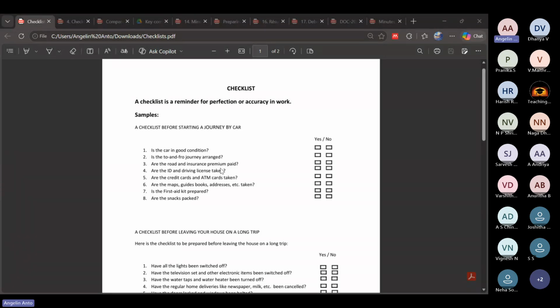Similarly, you would also have a letter of complaint. A letter of complaint would also follow the same format. Here you would have the person who changed those.